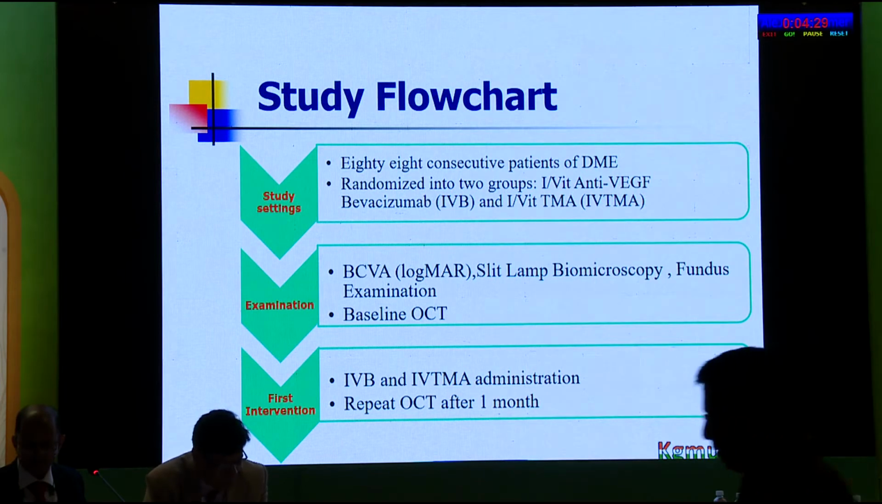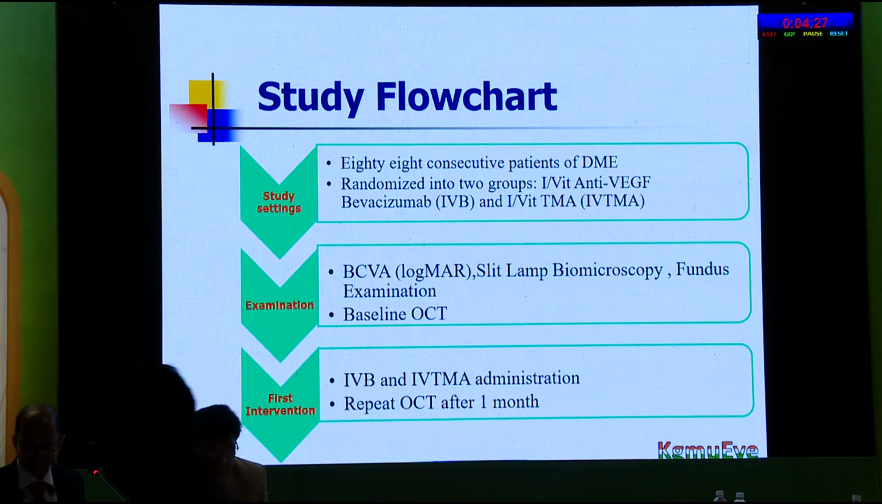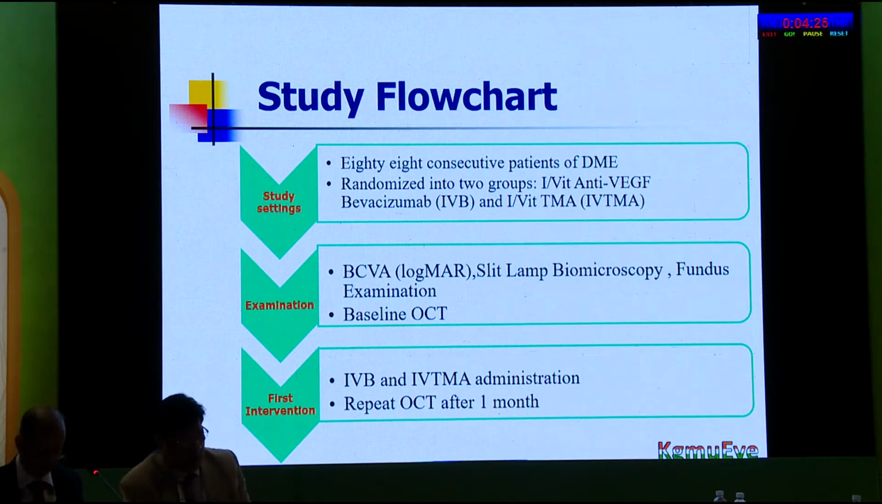This is the study flowchart. 88 consecutive patients of DME were enrolled and randomized into two groups, that is group A and group B. Each patient was examined for BCVA, slit lamp biomicroscopy, and fundus examination, and baseline OCT was taken for records.